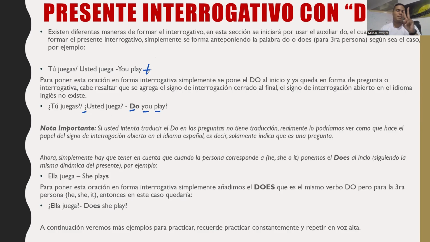So there are two common mistakes my students make when asking questions. The first one is that they don't use the do. The do is obligatory, or does, depending on the case, right? And the second one is that they write it this way, but what about the question mark? They don't write it, right? So you've got to write the question mark, and you've got to write the auxiliary verb, which is do for the present. Okay.